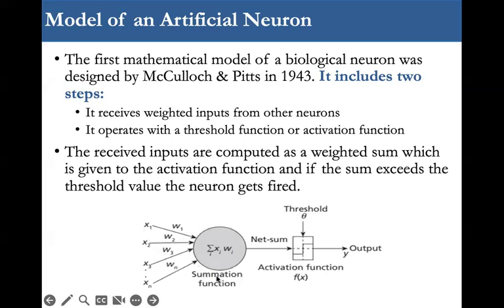Here the summation function will happen. What is the summation function? It just does x1 into w1 plus x2 into w2 plus x3 into w3 plus etc. to xn into wn. This output is said to be the net sum. This net sum will be given to the activation function. In this case, the activation function is the binary step function. And after this activation function, it produces an output y.